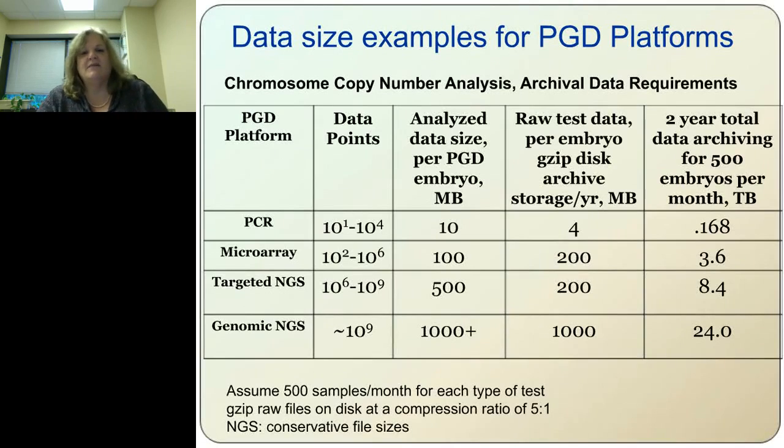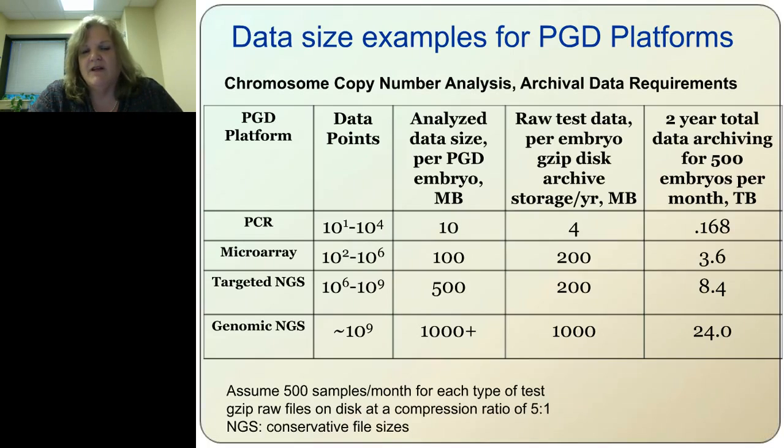So, data size examples for PGD platforms, if you're interested: for PCR, you expect 10 megabytes up to 20 megabytes of data, maybe, if you're storing per sample. That's generous. But in terms of terabytes for 2 years of data storage, it's not very much. But as you move up the range, if you go to microarrays, it's about 3 to 5 terabytes for 2 years of data.